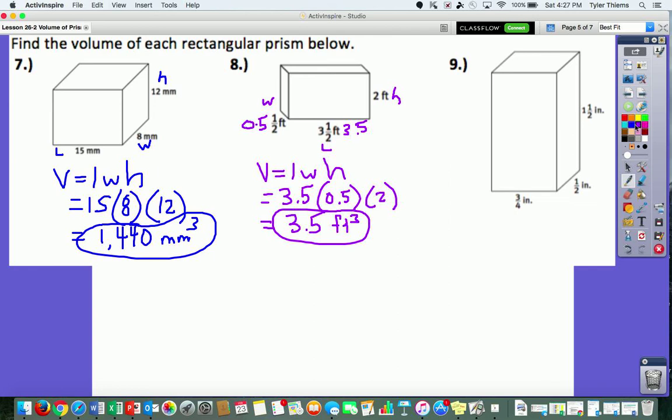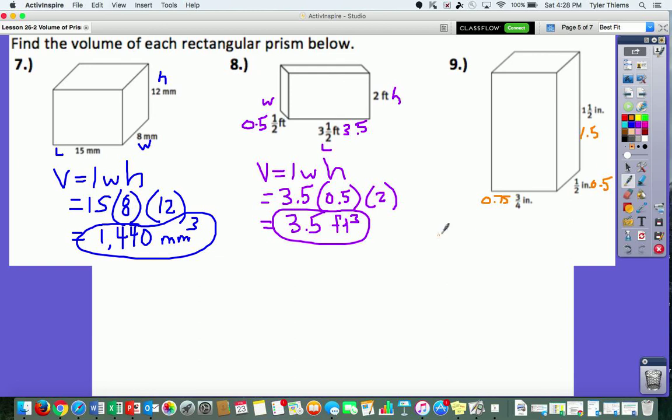Number 9, last one. Again, fractions. Guys, we need to convert these into decimals. They are currently fractions. 0.75 is what 3/4 is. If you have like 3/4, 75 cents, so that's 0.75. This would be 0.5 again, and this is 1.5.